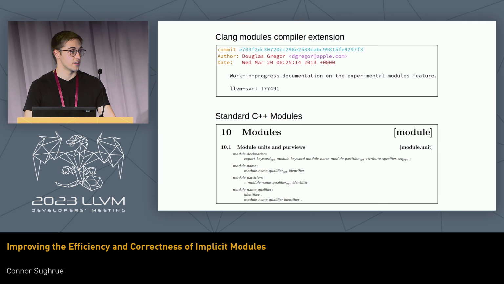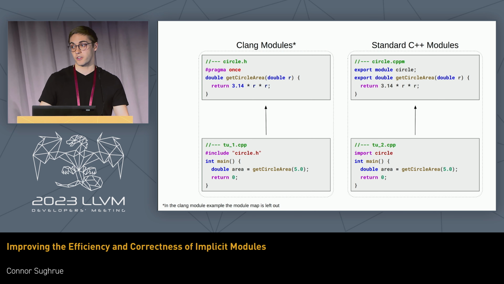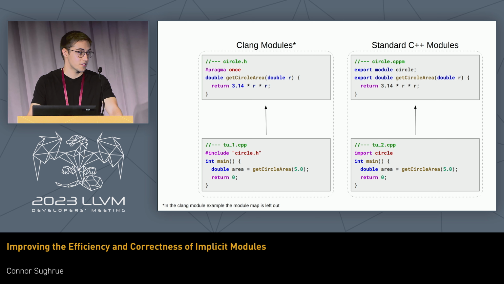So in 2013, the idea of modules was added to Clang as a compiler extension. Since then, modules, a different form of modules, but modules nonetheless, have been added to the C++ standard. Modules are great, but one of the challenges is they make building software a little bit more complicated. Regardless of whether we're talking about Clang modules or standard C++ modules, now source files need to be compiled in a specific order. A module's interface cannot be accessed by any other translation unit until it has been compiled first.